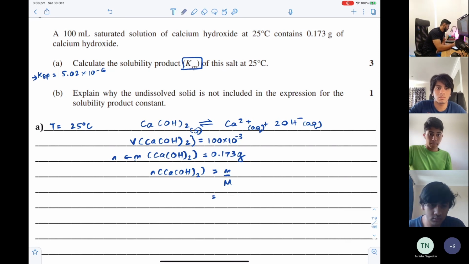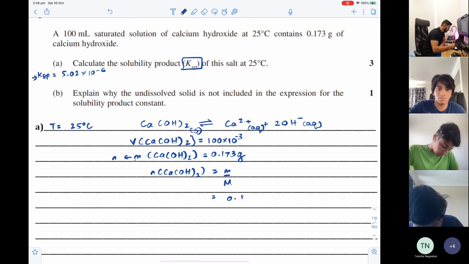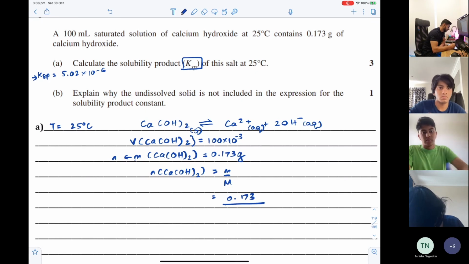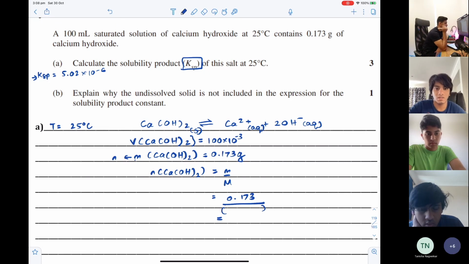It's your mass divided by molar mass. I don't know what we're doing. So your mass is 0.173. You need to divide it by the molar mass, right? So what's the molar mass of calcium hydroxide? I don't care what the molar mass of calcium hydroxide is. Can someone tell me what the number of moles is? So 0.173 divided by the molar mass of calcium hydroxide.